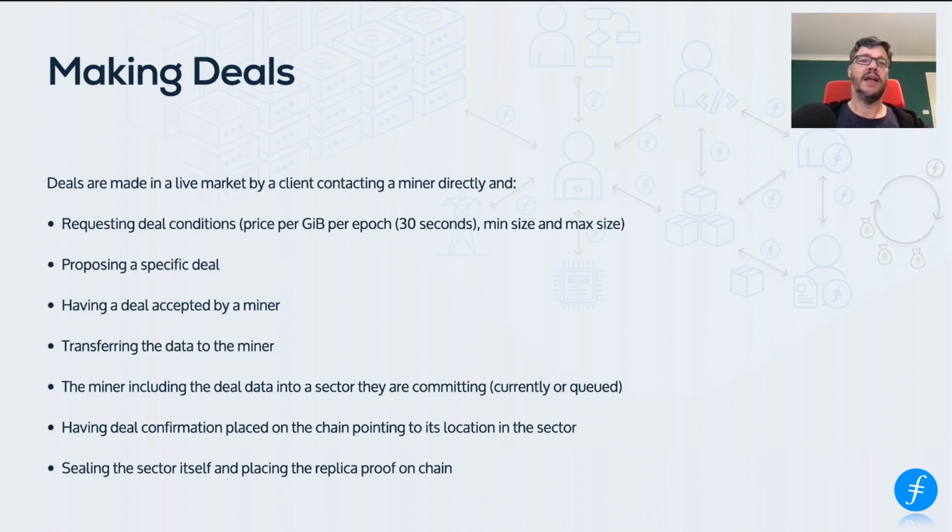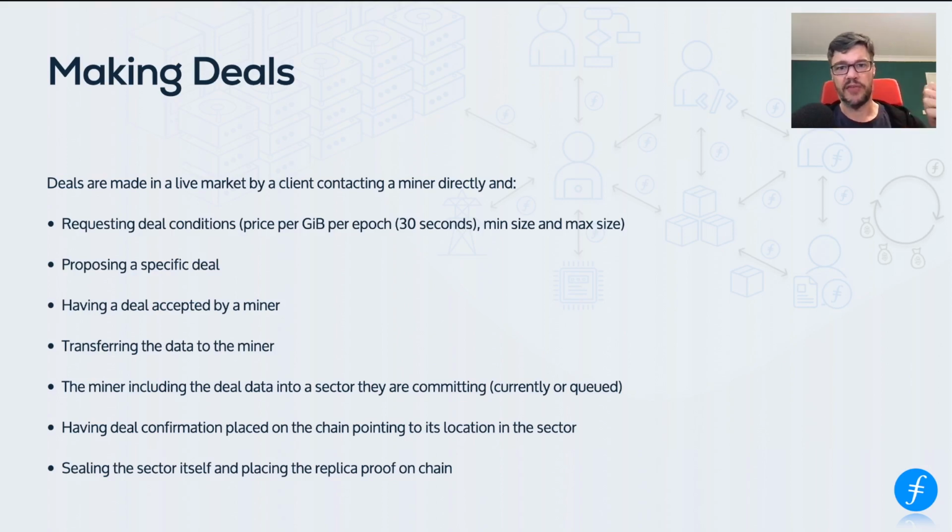So a client requests deal conditions from miners. You can do this one-on-one. You can do it in a batch. Like you could spawn out and request deal conditions from all the miners that are speaking, and the deal conditions roughly come back as, this is the price I want per gigabyte per chain epoch, which is 30 seconds. The minimum deal size and the maximum deal size. There's a little bit more information than that, but that's roughly what they say.